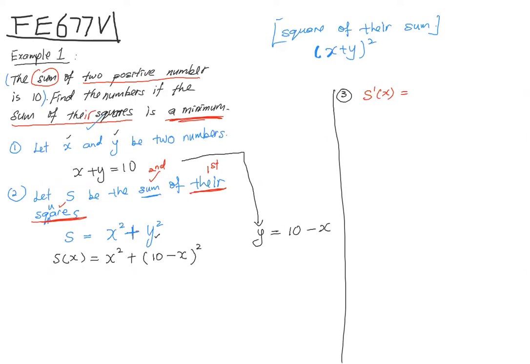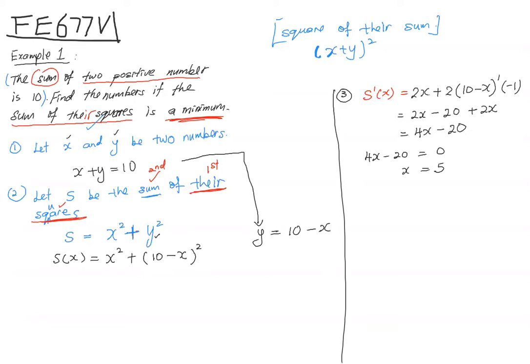Have you got the answer? Okay, so the answer is 2x plus 2 open bracket 10 minus x to the power of 1 then times negative 1. So now I simplify: 2x minus 20 plus 2x. So I got here 4x minus 20. What should I do next? Set S prime x equal to 0. So I put 4x minus 20 equal to 0, so I got my x equal to 5.